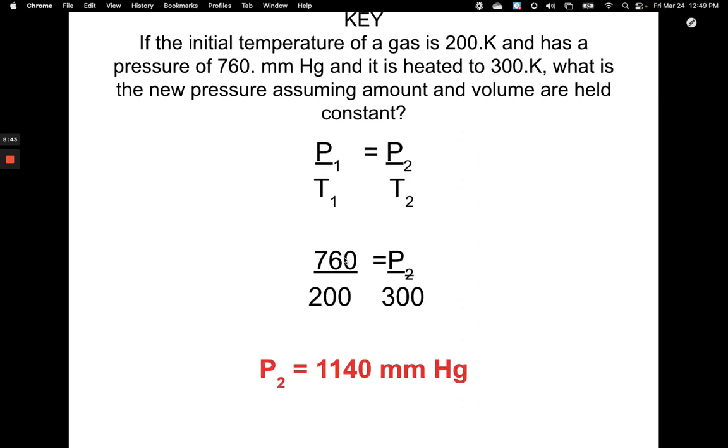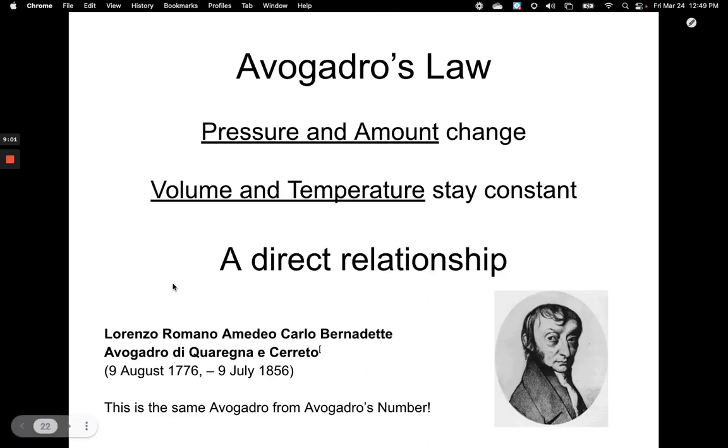Okay, so here is the initial pressure. Here is the initial temperature in Kelvin. Final pressure. You'll notice we are increasing the temperature. So notice what happens to the pressure. It also increases. And you should have gotten 1,140 millimeters of mercury.